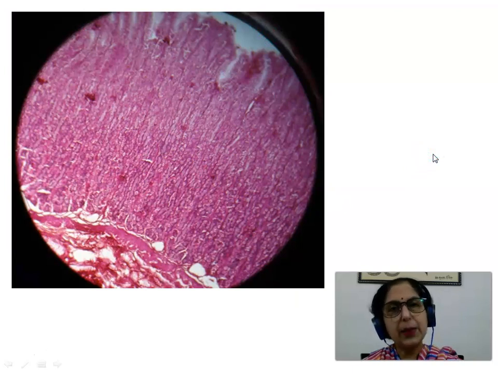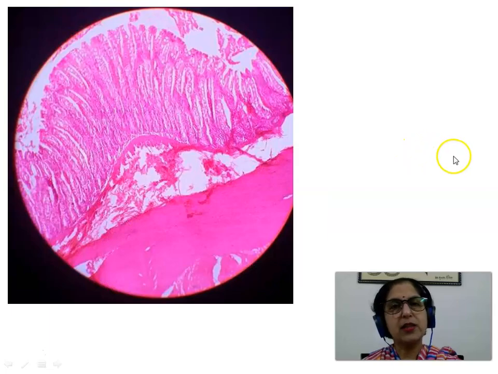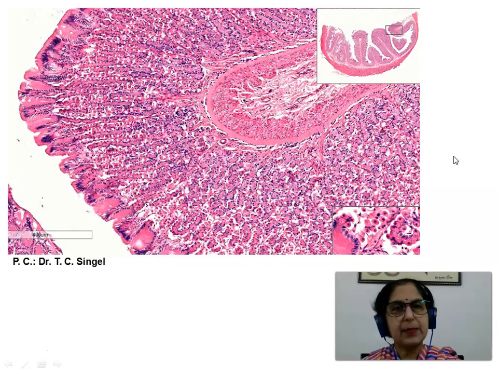A high power view showing us only the fundic glands. Again we appreciate the gastric pits here, and we see the gastric glands with the various cells which are seen at the base of the gastric glands. We can make out that some of the cells are darkly basophilic and some of them are darkly eosinophilic cells. Now let us further see what these different types of cells are.